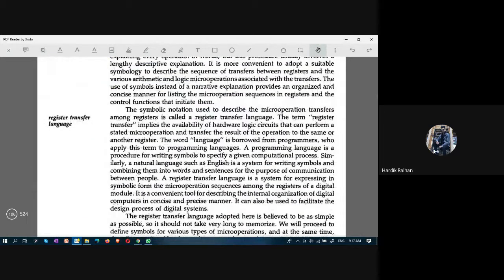And then there is a register transfer language. What is a register transfer language? The symbolic notation used to describe the micro operation transfers among registers is called the register transfer language. When you are learning Java now, Java has got its own language. It has got its own keywords, its own syntax. C has got its own language. Likewise, when you are doing register transfer, it has got its own language, its own symbols. So that is register transfer language.